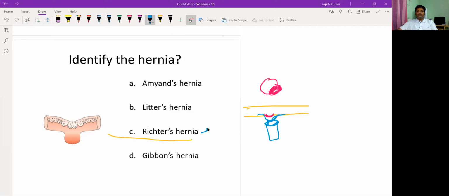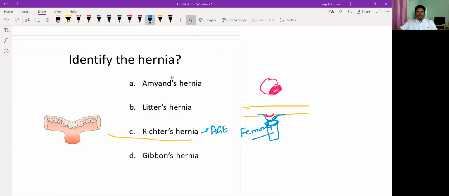Usually you will get only features that mimic acute gastroenteritis. The patient will complain of abdominal pain, along with diarrhea. So clinically, you cannot diagnose the Richter's hernia properly. But you should have a suspicion about Richter's hernia, then you can pick it up. I already told that it is particularly very common in femoral hernia. So you have to think about it in femoral hernia.